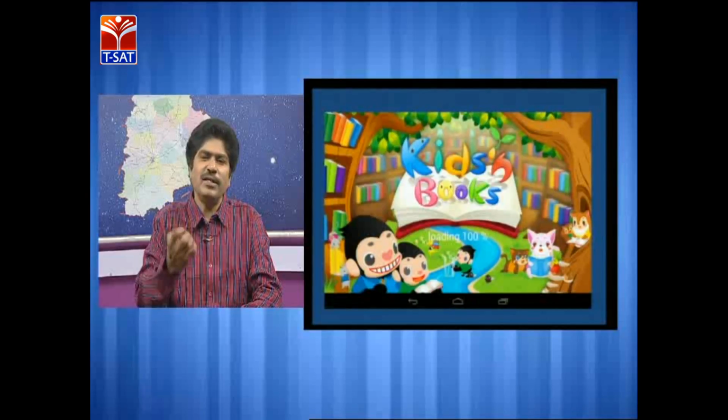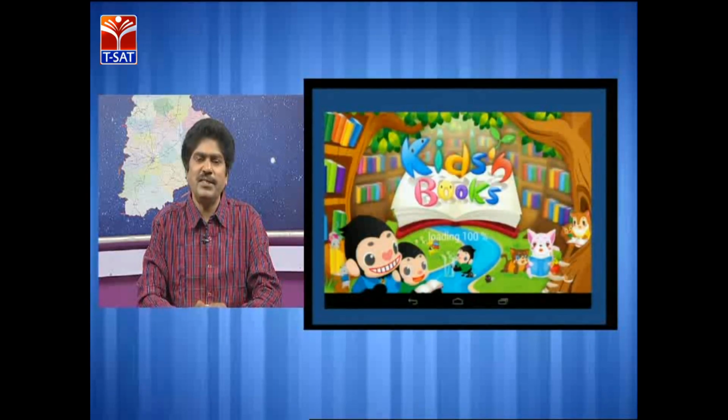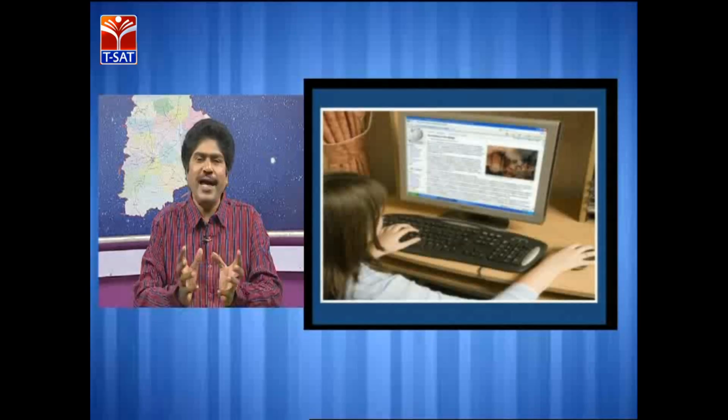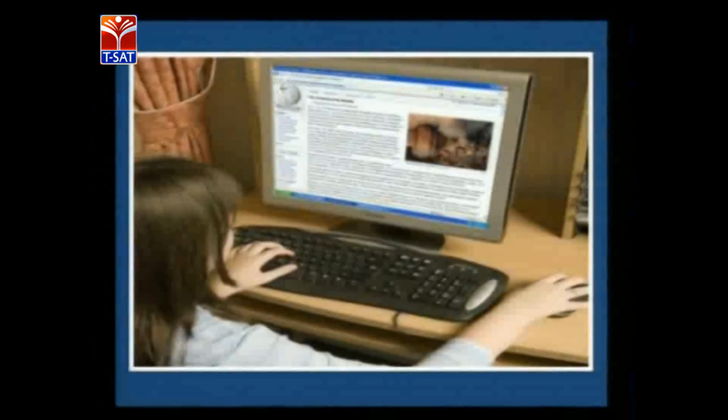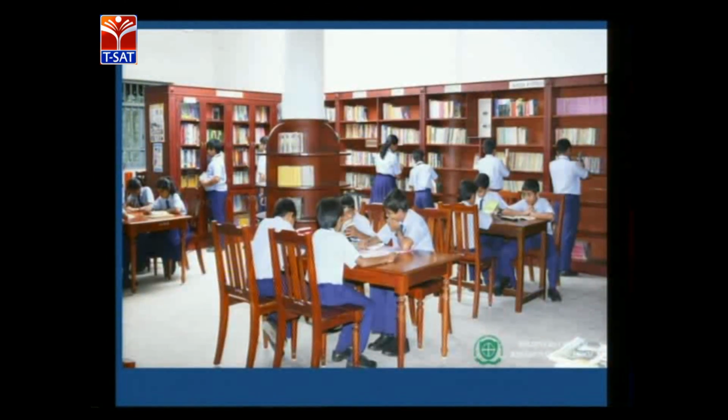That means based on their needs, their interest, and their proficiency level, we should provide materials to students. We should encourage them to access the internet and read information there, and also develop the habit of reading books in the library. Encourage them to visit the library. In the school library there may be some books, some encyclopedia books.